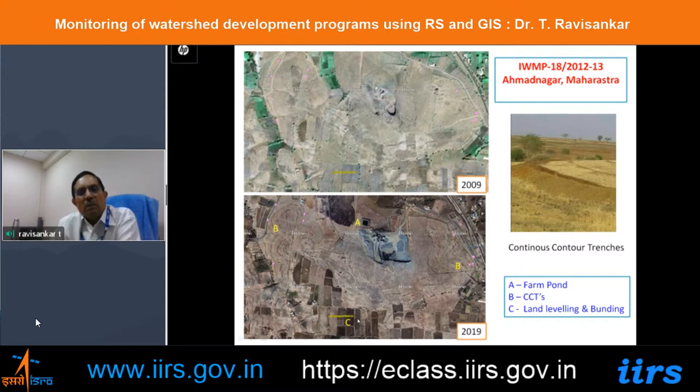So all these could be captured using high resolution satellite data, and you can see the time period between 2009 to 2019. That is how we have taken sequential data sets. Somewhere I will be showing some examples.